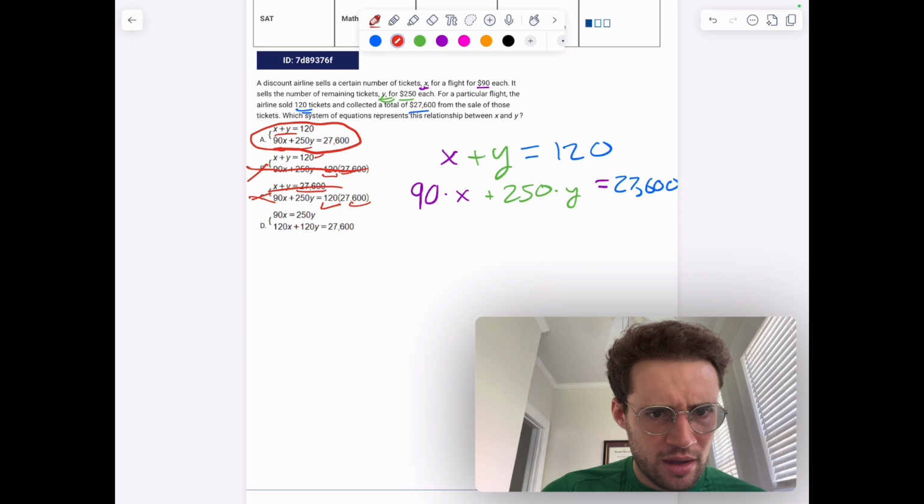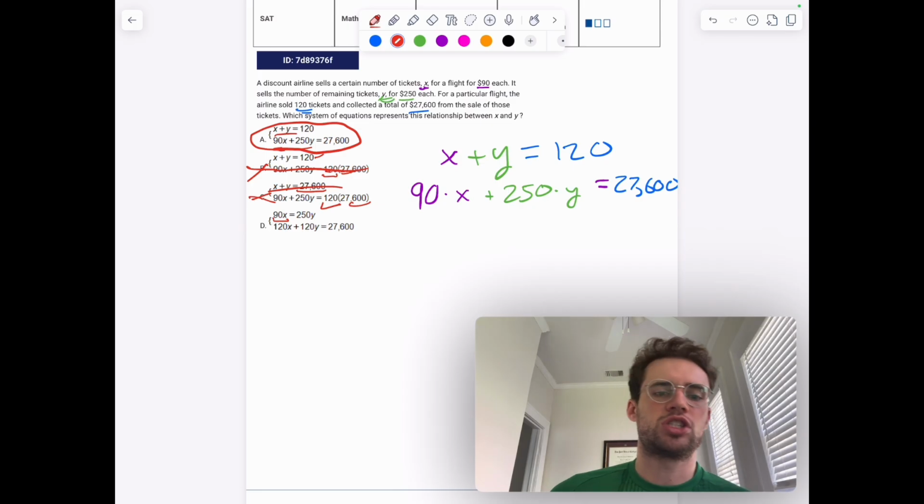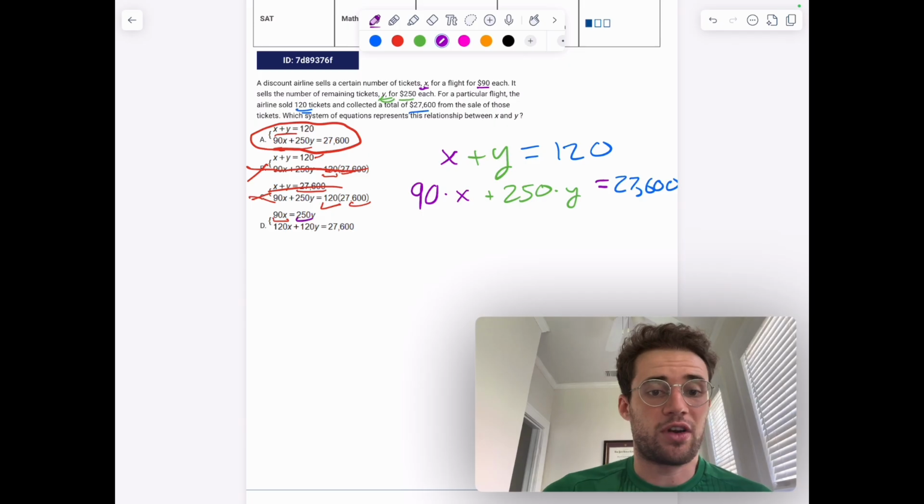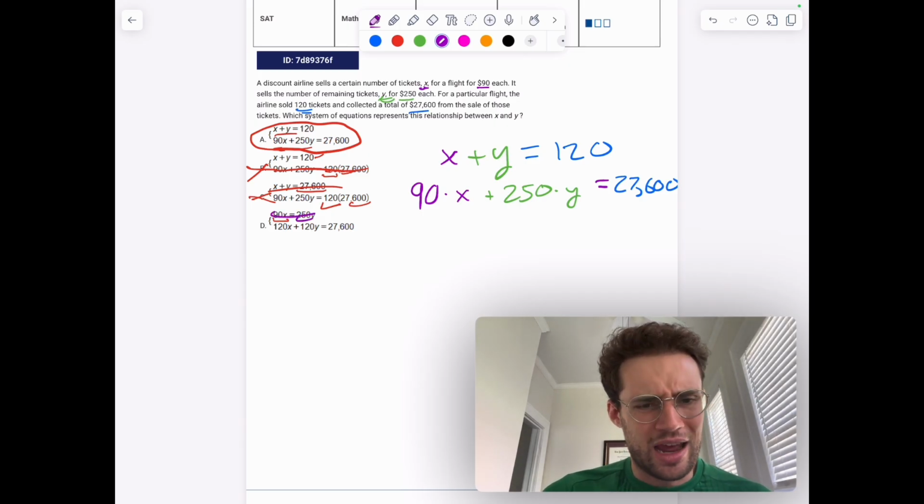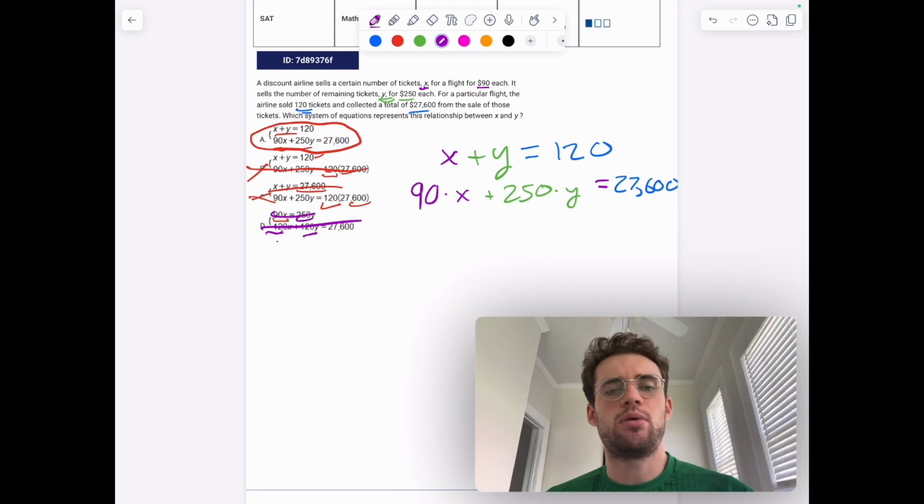And then here, 90x equals 250y. That doesn't make any sense. That would only make sense if they said you made an equal amount of revenue from the cheap tickets and from the more expensive tickets, which they say no such thing. And it's very likely not true. So that's not correct. And then 120x plus 120y would be if you bought 120 of each type of ticket. You only bought 90 of these tickets. No, this would be if both tickets cost $120, which this one costs 90 and this one costs 250. So this one's just wrong all around. A would be our correct answer there.